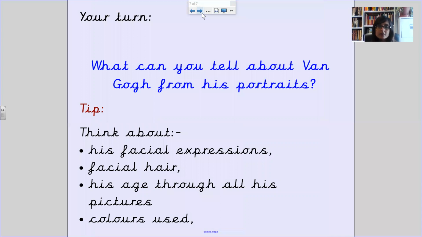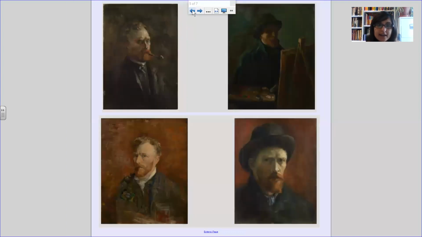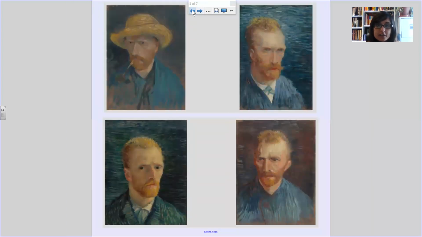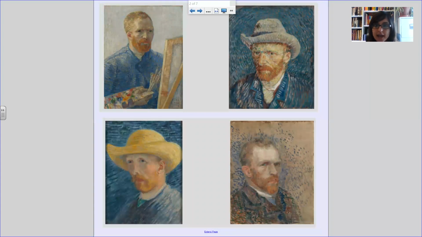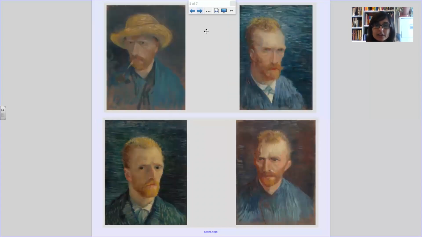Now, your task, your turn. I want you to tell me, what do you know? What can you tell me about Van Gogh from his portraits? I want you to think about his facial expression, maybe his facial hair. When I mean facial hair, if you go back and have a look at his photographs, portraits even, you can see the hair's quite short there on his beard. But when you look at the others, look, it's grown.